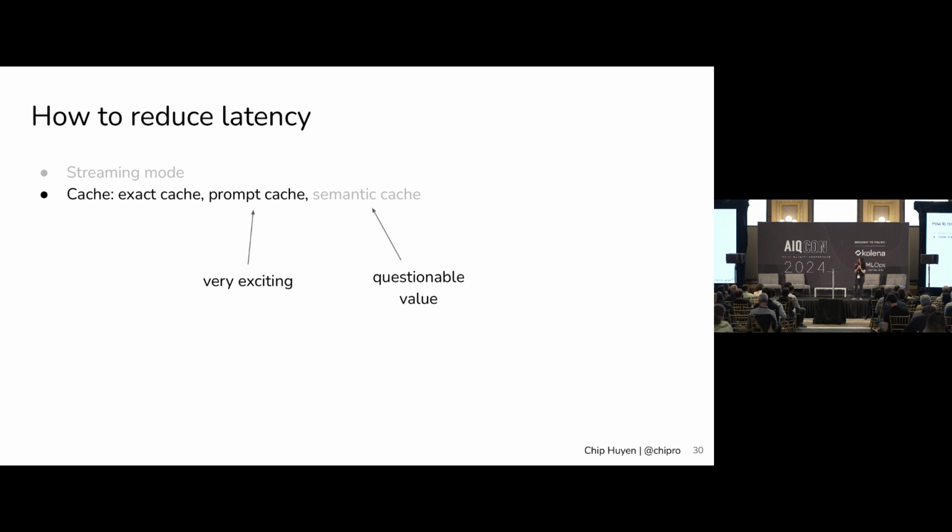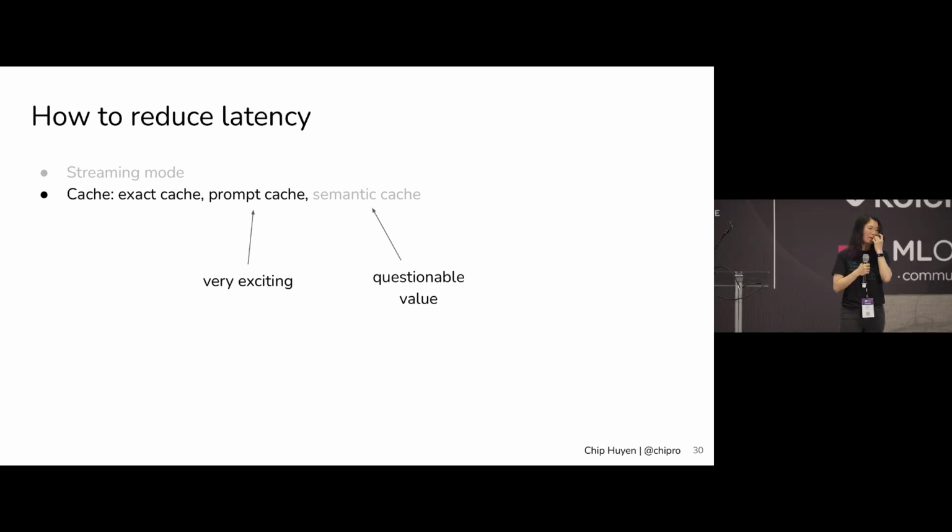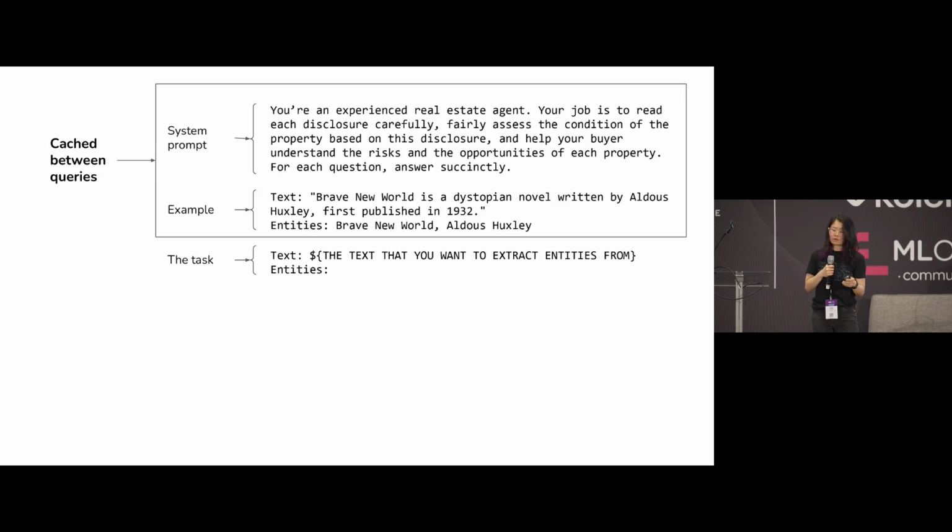Another kind of cache I thought is very exciting is prompt cache. Who here is familiar with prompt cache? So prompt cache is a pretty new technique. I think it's already incorporated into Gemini just last week. The idea is that when you have queries that have shared text segments, you can cache the text segments so you don't have to process those again. It's very common when you have a system prompt or examples. A lot of the queries have the same system prompts and examples, so you don't have to process this again between queries.